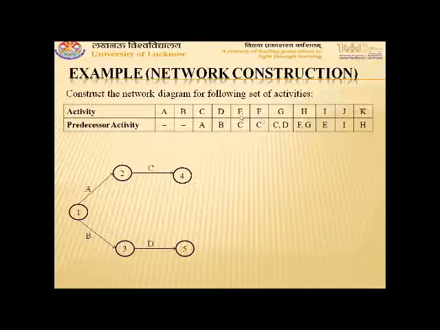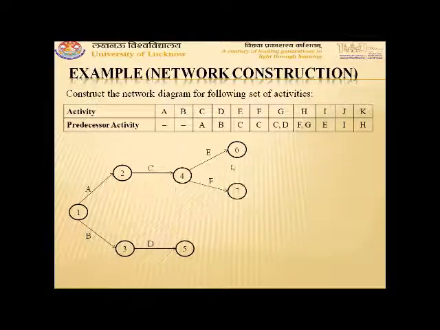Now C is the predecessor of activities E, F, and G, whereas D is the predecessor of G. So first we draw E and F from C or event 4. So here activity E and activity F end at event 6 and 7 respectively. Now we use one more type of activity which is called a dummy activity, which doesn't consume time, and if required for the construction of the network diagram, it is introduced by us.